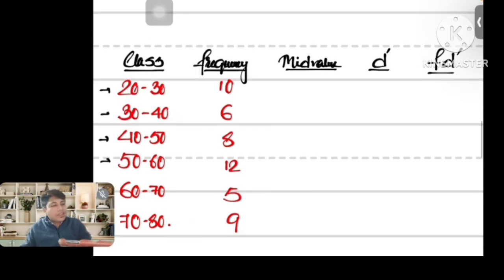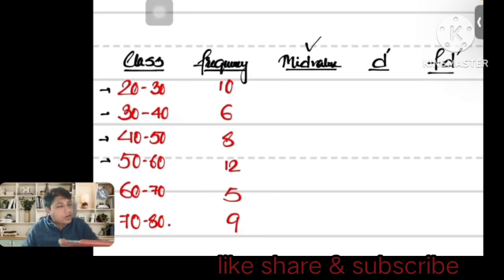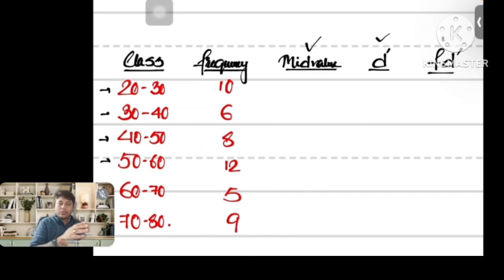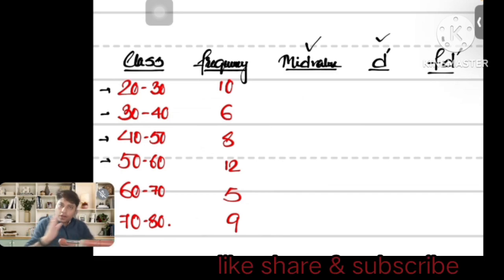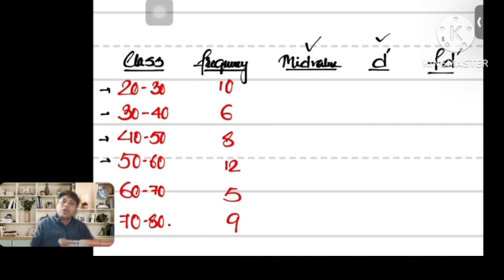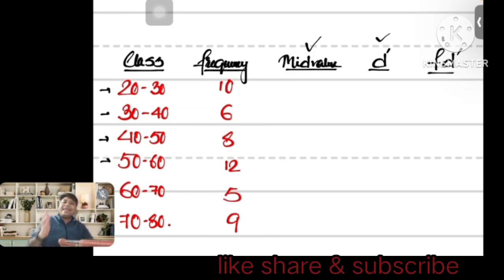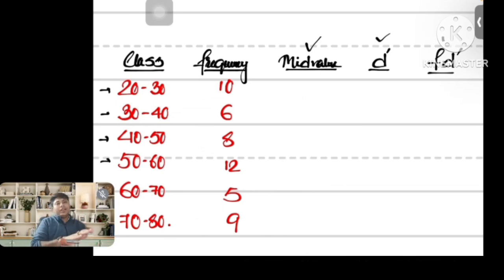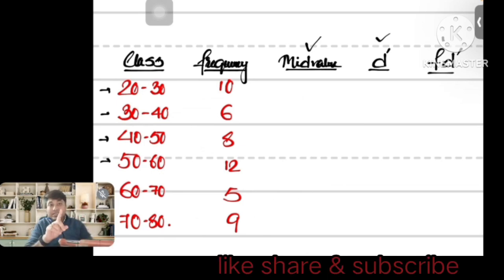by step. First, once you have been given the question, open three additional columns: mid value, D dash and FD dash. Open it first. Quickly open it. First step is done. Second step, we have to calculate mid value and then D dash and finally FD dash. How? Let me tell you guys.